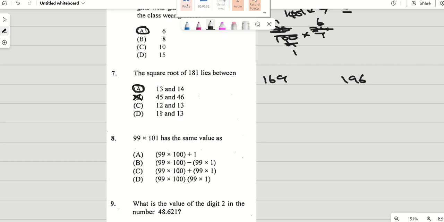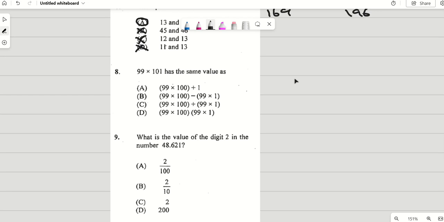It will not be C, right? 12 and 13. No, we see that 13 squared is 169. We want a number that is more than 169. So it will not be C and it will not be D. So our answer is A.